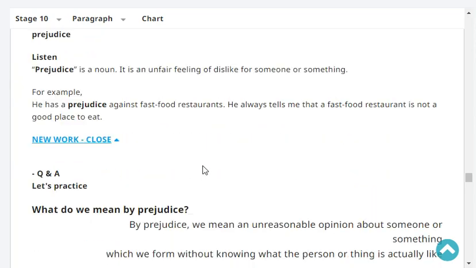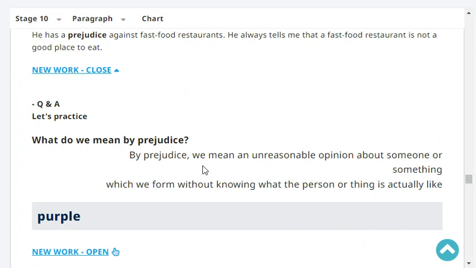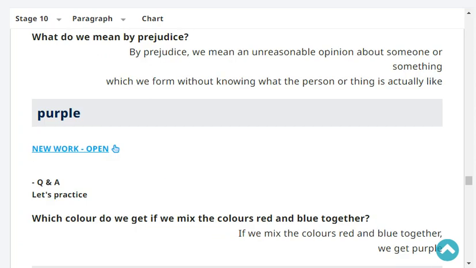Okay, let's practice. What do we mean by prejudice? By prejudice, we mean an unreasonable opinion about someone or something which we form without knowing what the person or thing is actually like. Very good.